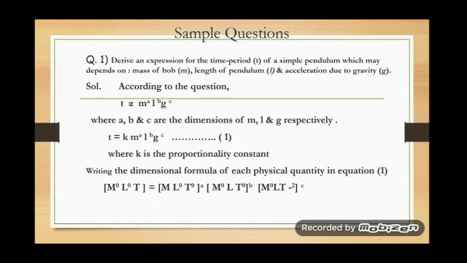T is the time, therefore the dimensional formula is M0 L0 T, or in simple it can be written as T only. On the right side, m means mass, M L0 T0 to the power a, as given in equation 1. L, M0 L T0 to the power b. G, acceleration, M0 L T minus 2 to the power c.